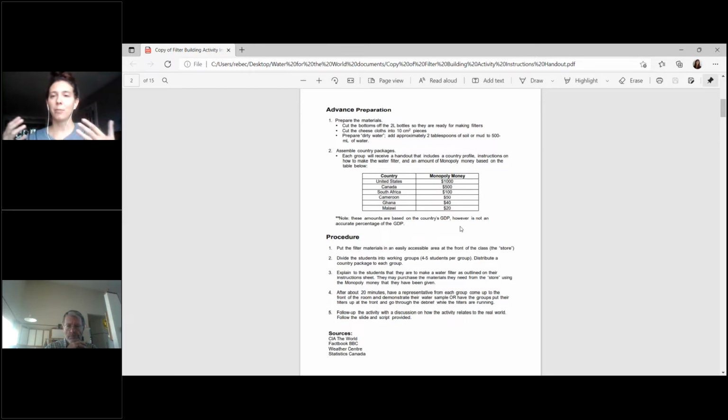So if I'm thinking about this in the context of the grade, I'm working with a grade 8 class, so I basically kept this as is. But if I was going to do it with a younger group, maybe grade 4 or 5, then I might take that part away and just focus on the filter building a little more, removing that element of the challenge of only having $20 to get your materials. Maybe everybody gets equal amounts, something like that.